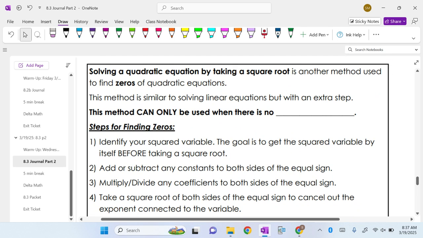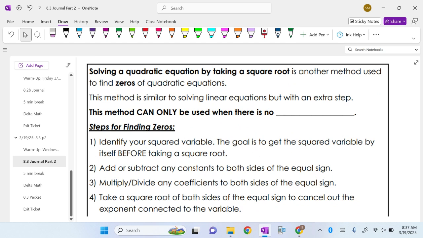All right. This one's a relatively easy strategy simply because it's almost like just solving regular linear equations. There's just one extra step, which is that square root aspect. All right. You're still doing inverse operations. You're still moving things around the equal sign. That's pretty much all this method is.